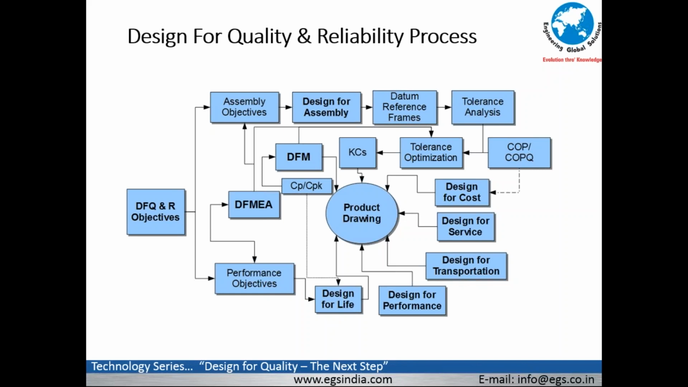When the components are being assembled, the design for assembly comes into focus. From the design for assembly, the datum reference frames come into picture, the choice of the datums. As you can see, the assembly and the performance objectives are enumerated in the design failure modes and effects analysis. The DFMEA document provides the single source of a repository where the DFQ and R objectives reside, and the risk priority number that comes out of it prioritizes the criticality and the desirability of the quality characteristics.